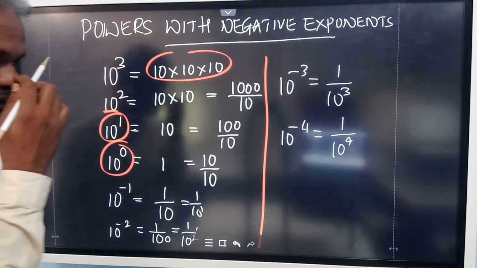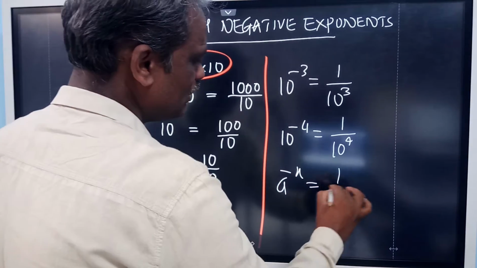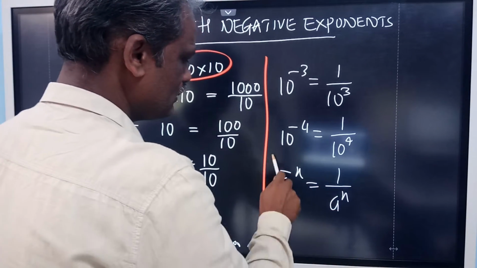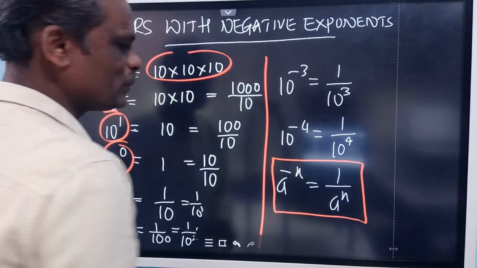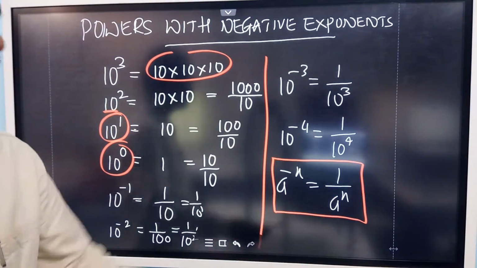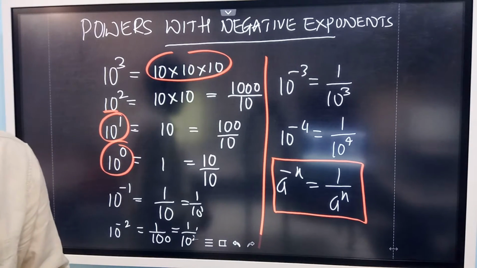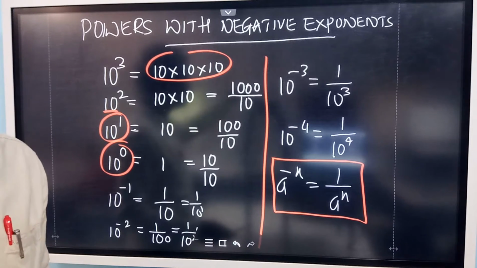So this is how you can write. In general, you can write a to the power minus n means 1 divided by a to the power plus n. So this is a formula with a negative exponent. When you have a negative exponent, you can write it in the denominator with a positive exponent, 1 divided by a to the power n. So this is the meaning of that one.